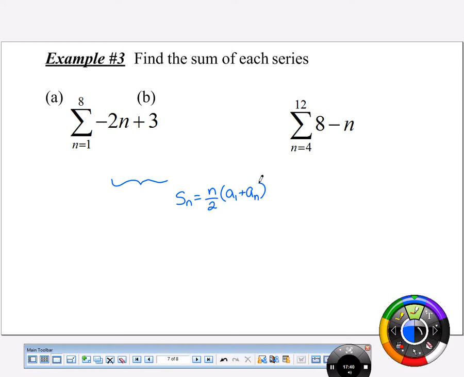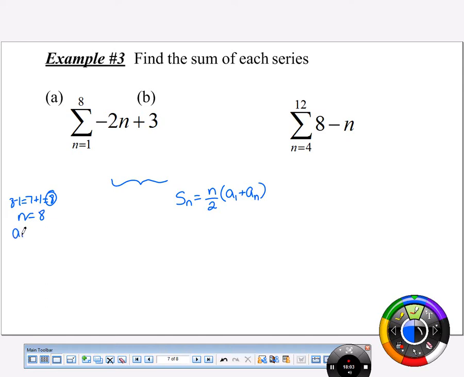Okay? So in the first one, if I'm summing from plugging in 1 to plugging in 8, that's 8 terms because 8 minus 1 is 7, but that didn't account for the 1. So I have to add one more on there, so there's 8 terms. So in this case, I am adding up 8 things.